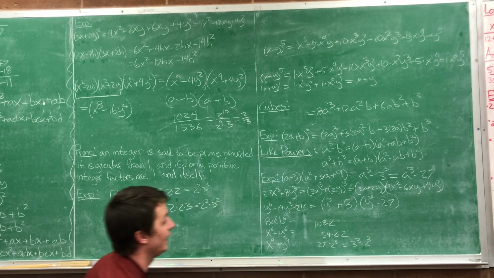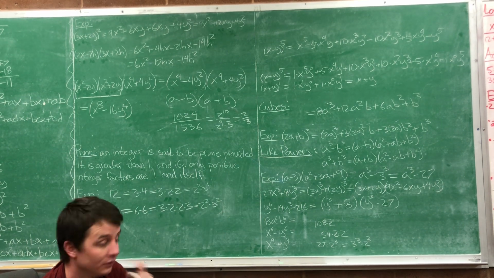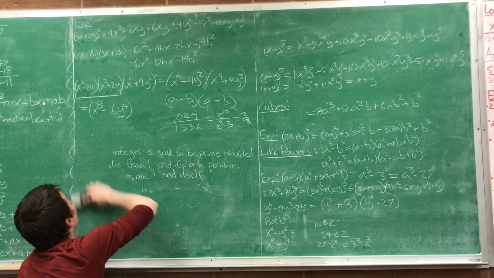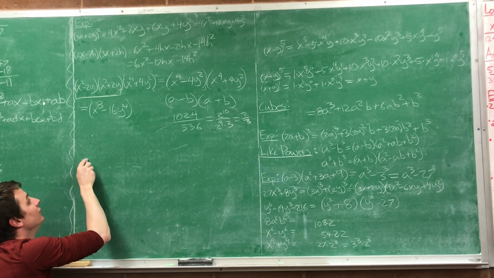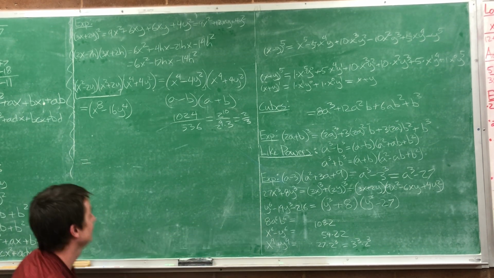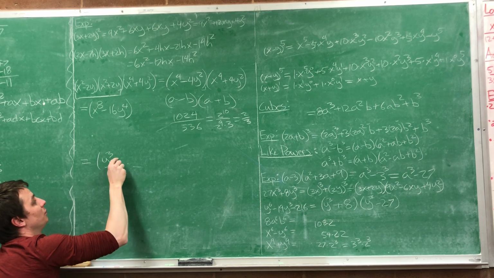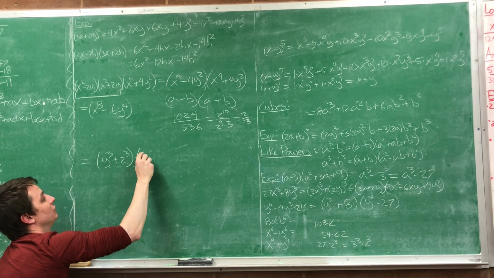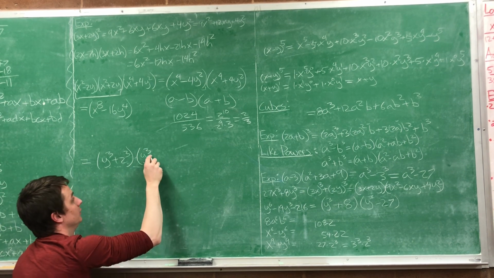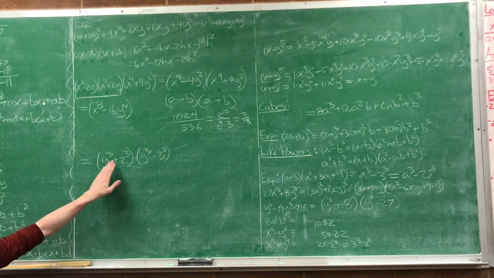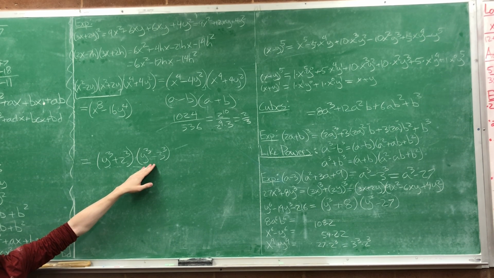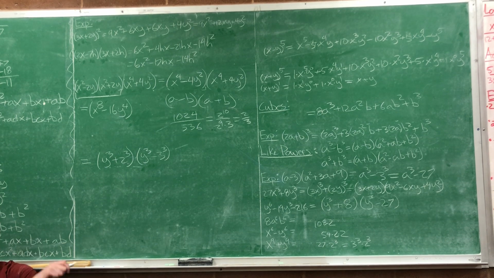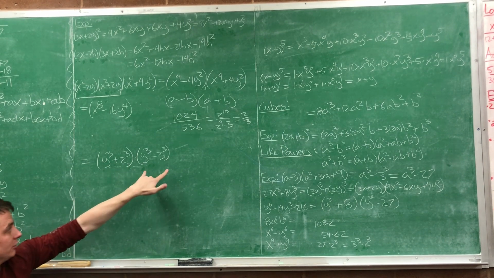So are we done? Is that as factored as it gets? No. What else can we do? Let me rewrite our answer there. We have y cubed plus 2 cubed times y cubed minus 3 cubed. We have a sum of cubes and a difference of cubes. Those can definitely be factored more. We're not even close to done. Why? We're factoring it as much as we can until we only have prime terms. This is not a prime factor. This is not a prime factor.